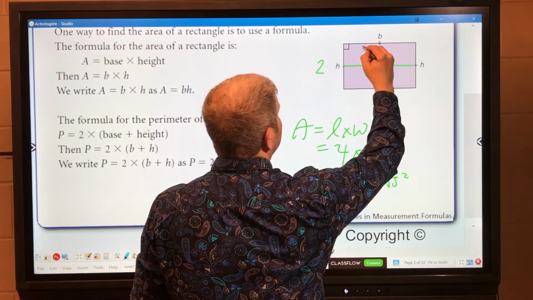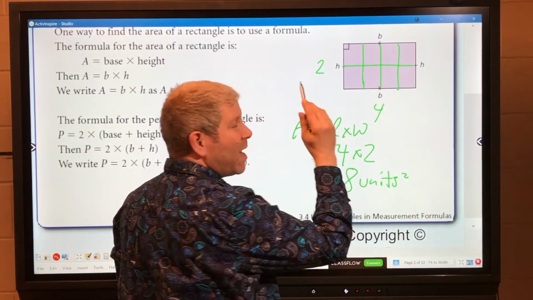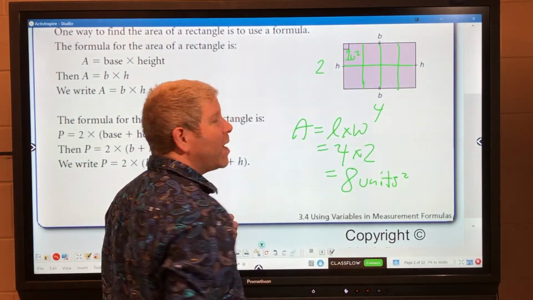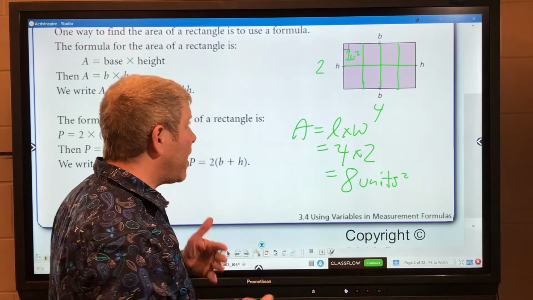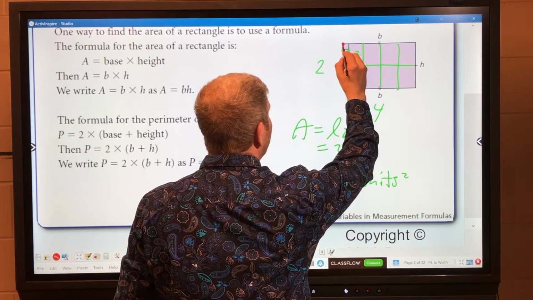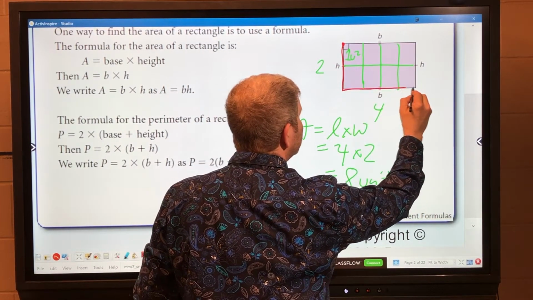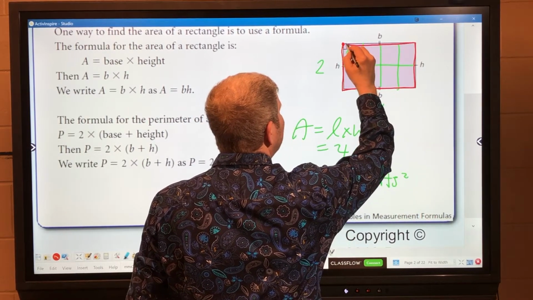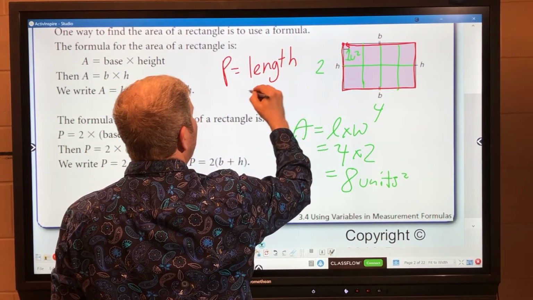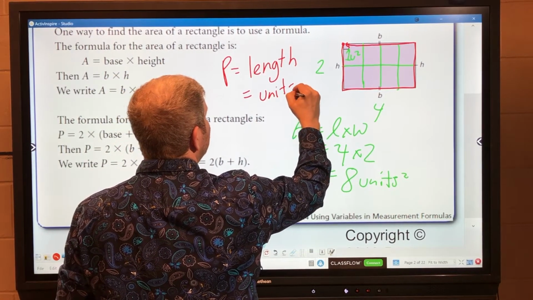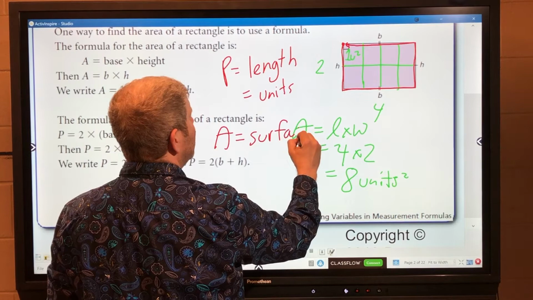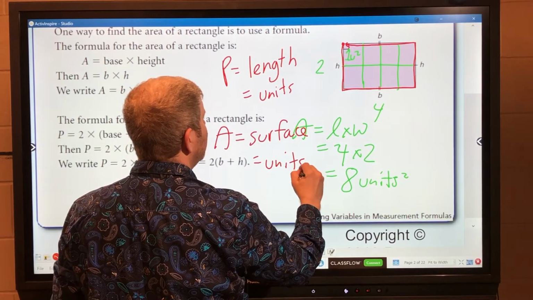And it would kind of look like this: 1, 2, 3, 4. We have 8 units, and each one of these is 1 unit squared, and we have 8 of those, and it's a surface. Whereas perimeter is walking around. This time I'll do it in red. Perimeter is if I'm starting here, and it's just the outside edge, and it is a length. So perimeter is a length of some amount, and it is in units, not units squared. Whereas area is the surface, and it's going to be in units squared.